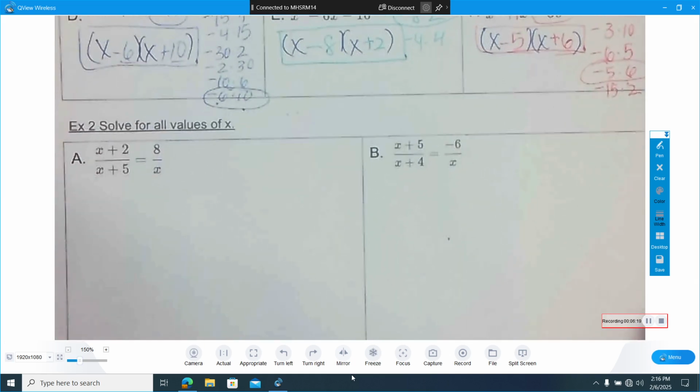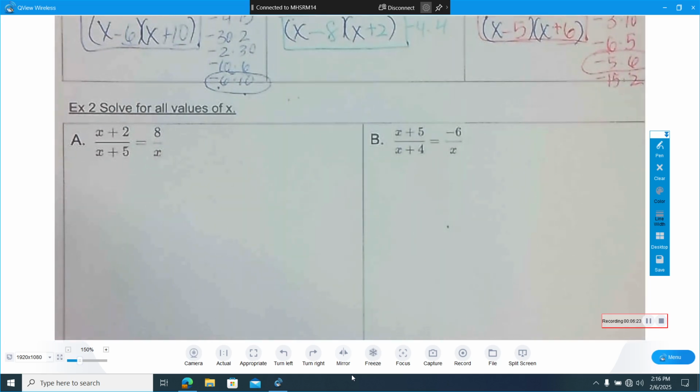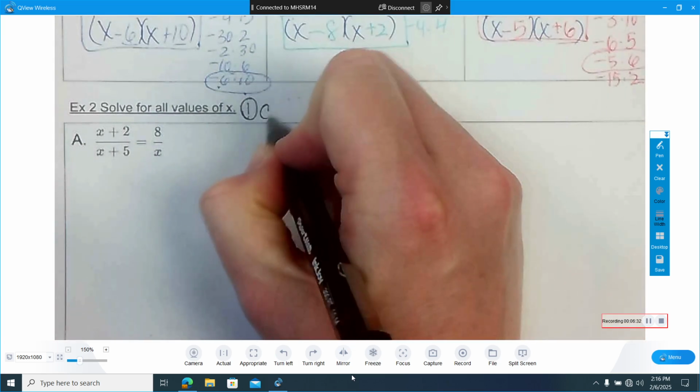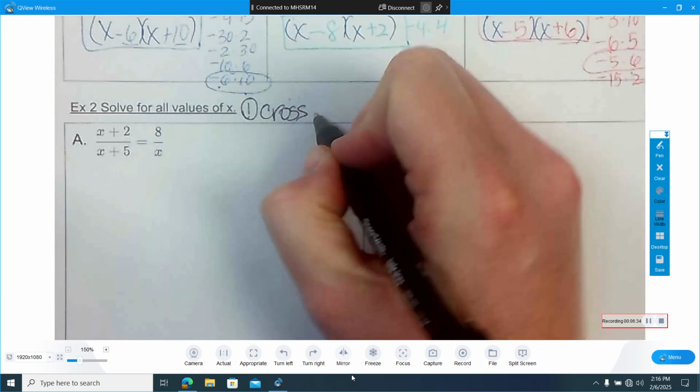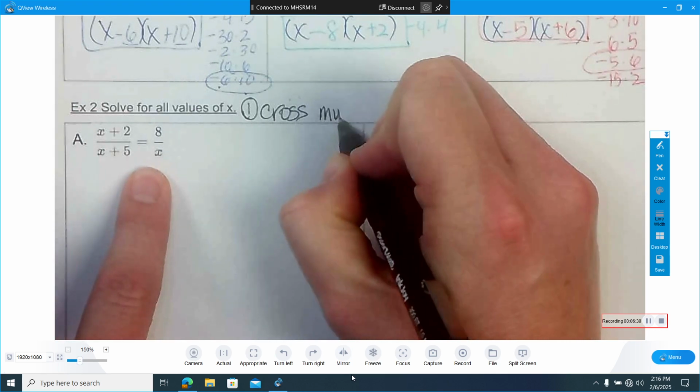Okay, so today we have to use that in order to solve these questions. So once again, we have proportions. So just like yesterday, do the exact same process. Anytime you have a proportion, a fraction equal to a fraction, we are going to cross multiply.